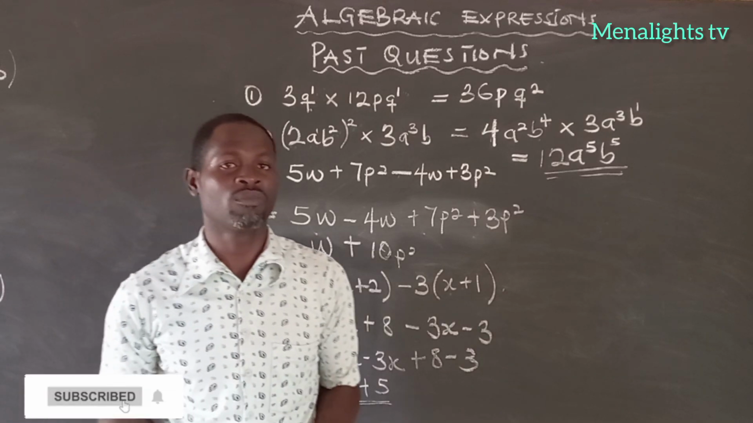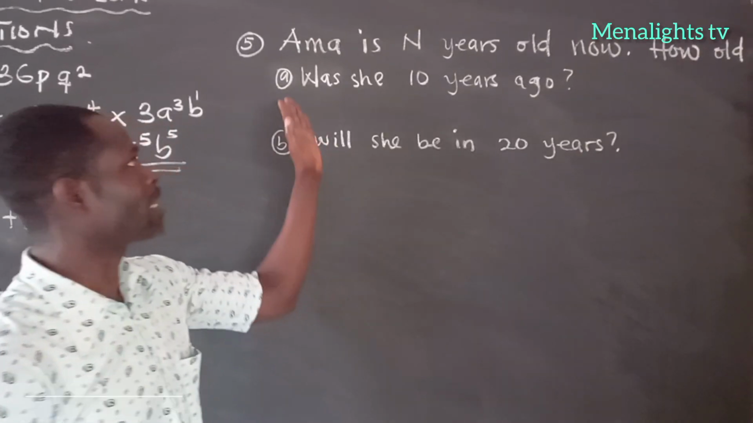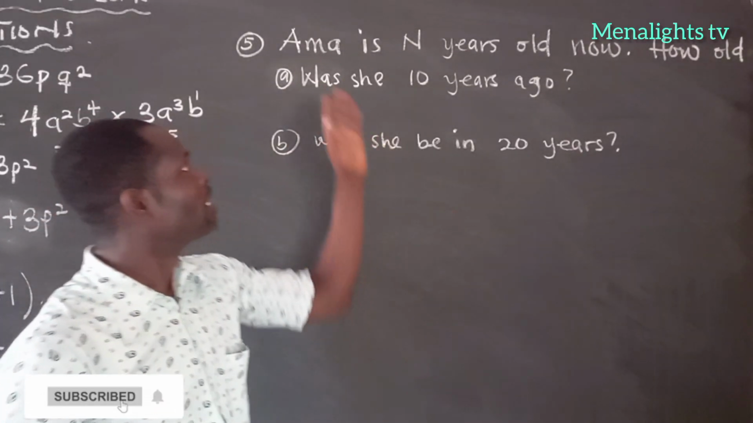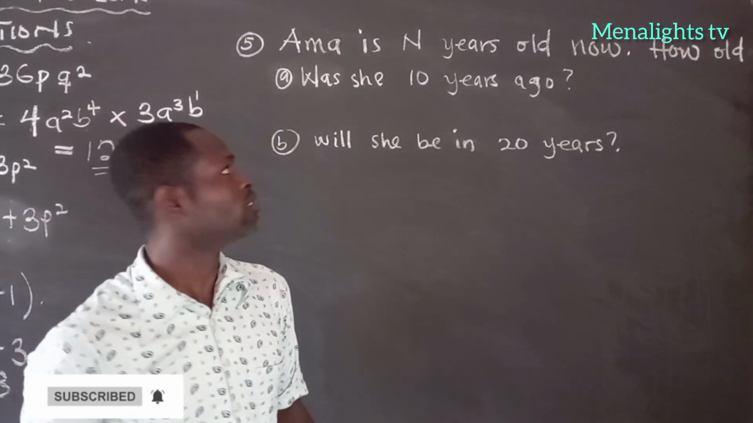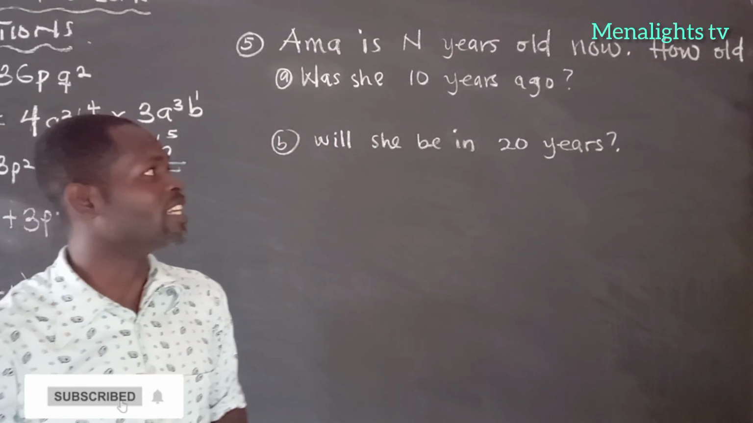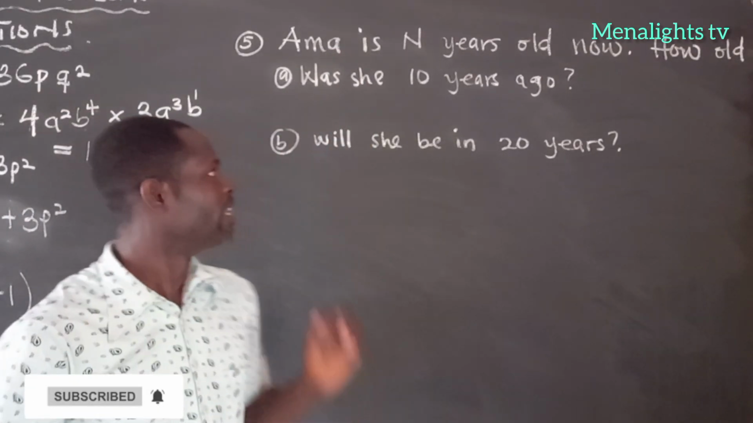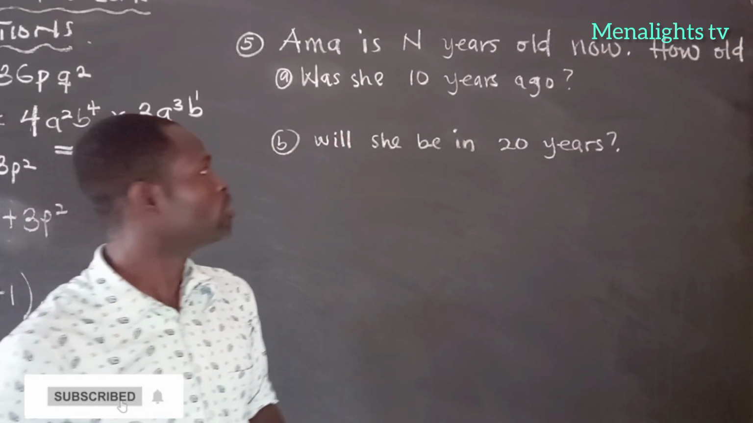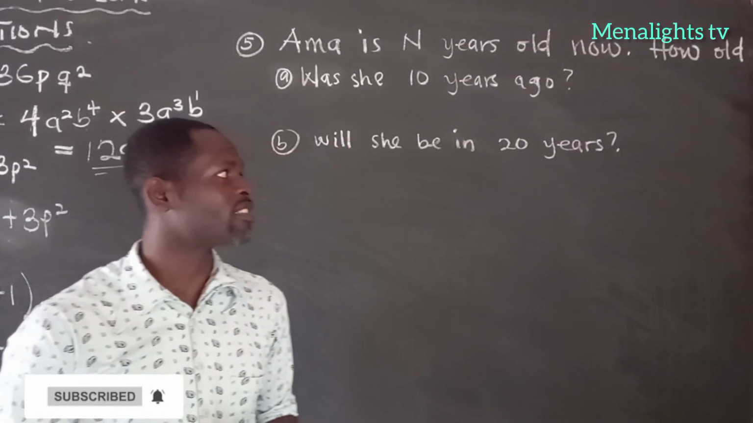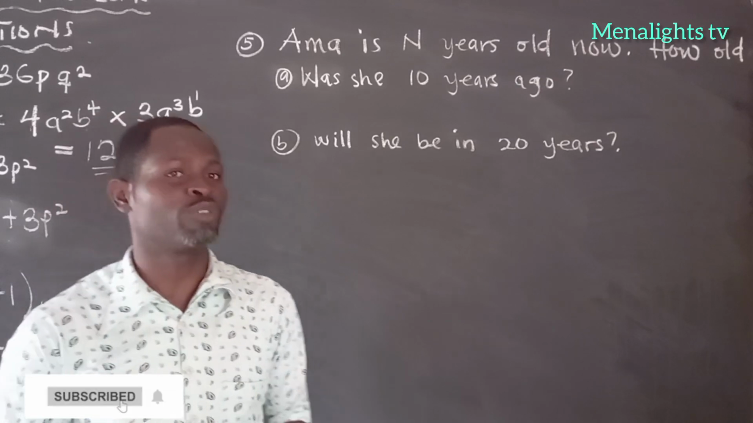Now let's look at some more examples. So we look at this word problem. Amma is n years old now. How old was she 10 years ago? That's the first question. Then the second question, how old will she be in 20 years time, or how old will she be in 20 years?